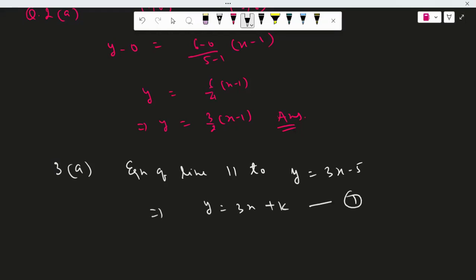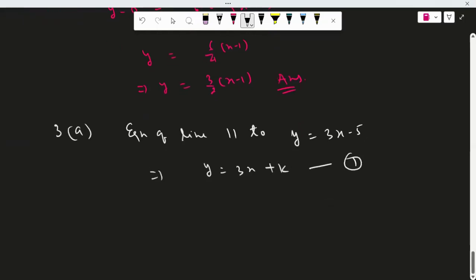Why have we written y equals 3x plus k? See, if two lines are parallel, then their gradients are the same. So their coefficients of x and y will remain the same. Only the constant term will be different. So we can write y equals 3x plus k, where k is any constant.